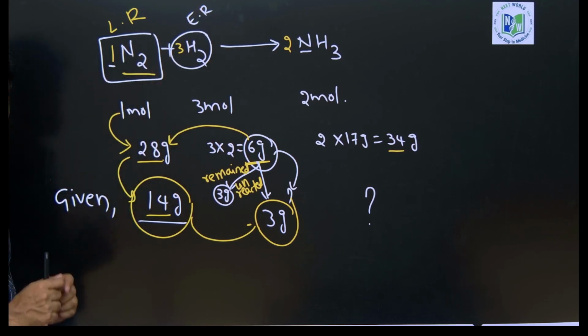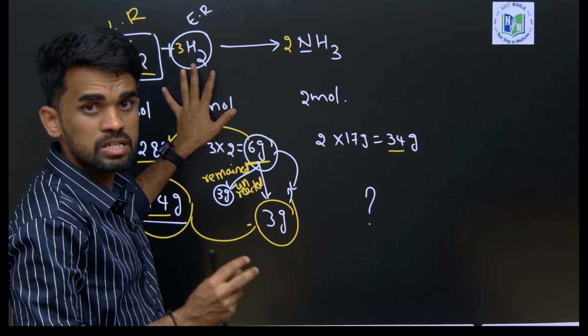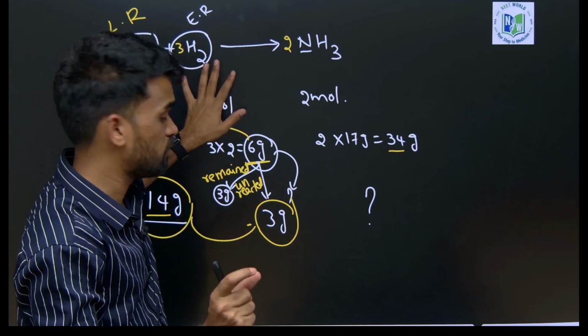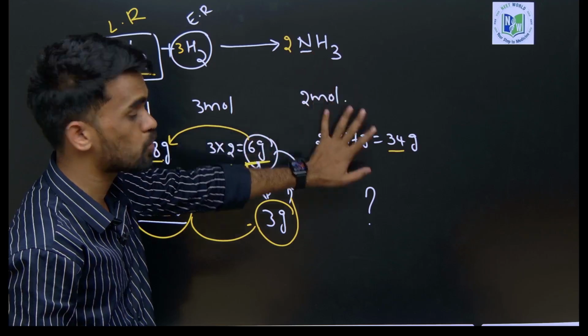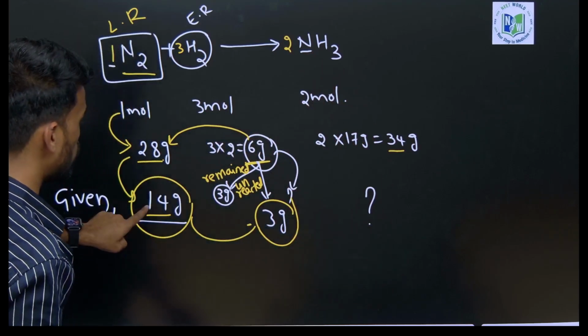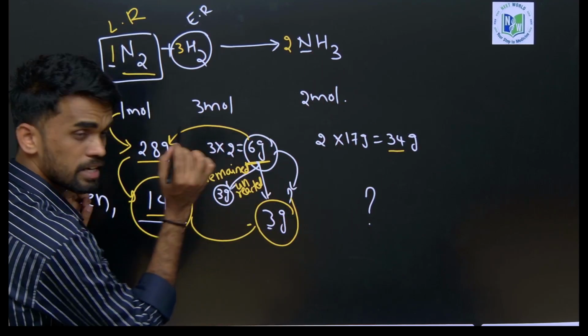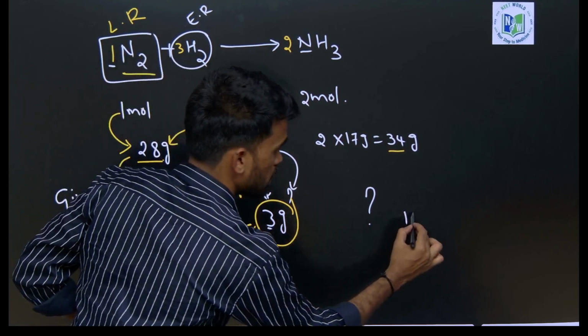Okay. So what I told you, in stoichiometric calculations we have to follow our calculation with respect to the limiting reagent only. Now I am asking how much amount of product is formed. Okay. For 14 grams, how much is it reacting? 3 grams. Therefore 14 plus 3, it will be 17 grams.